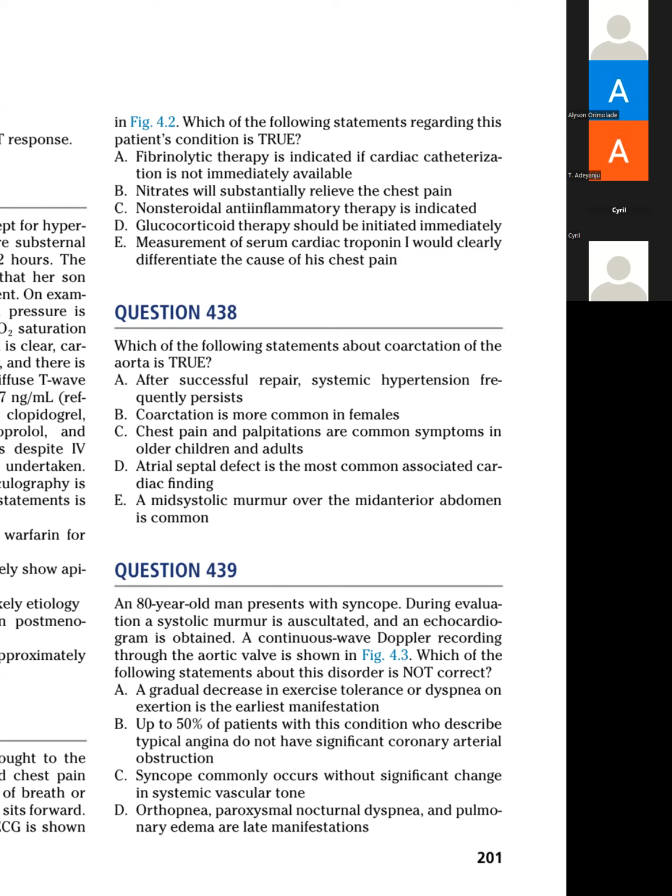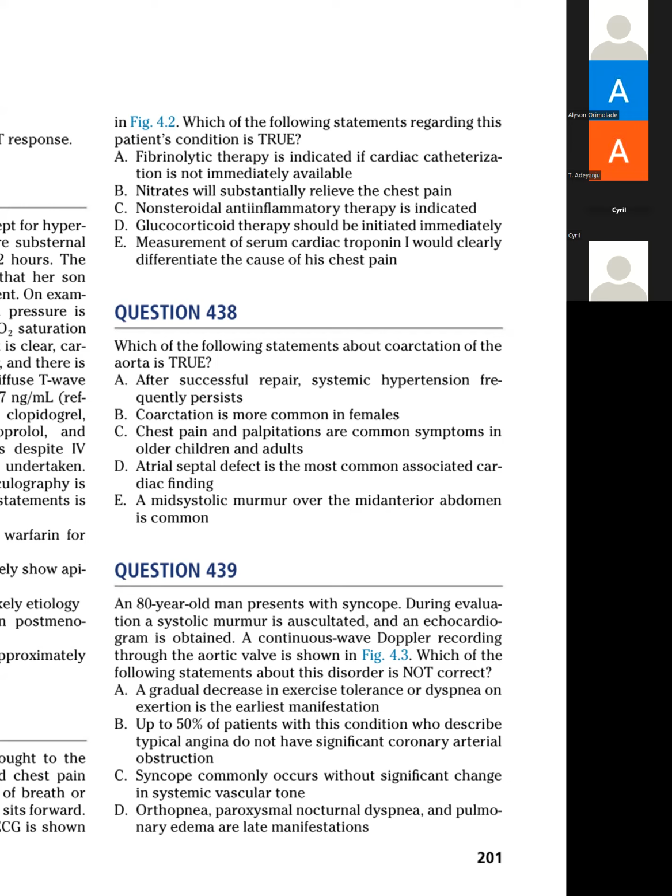Now, question 439. In absence of further contributions, I take 439. An 80-year-old man presents with syncope. During evaluation, a systolic murmur is auscultated and an echocardiogram is obtained. A continuous wave Doppler recording through the aortic valve is shown in figure 4.3. Which of the following statements about the disorder is not correct?